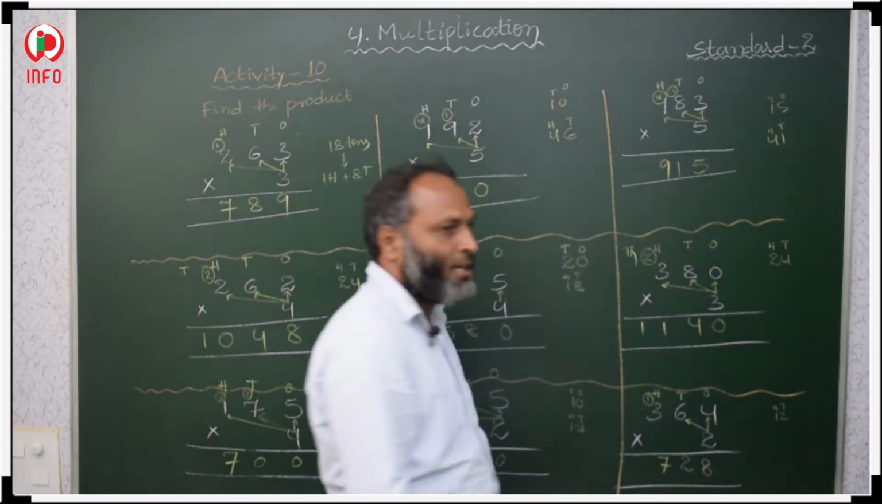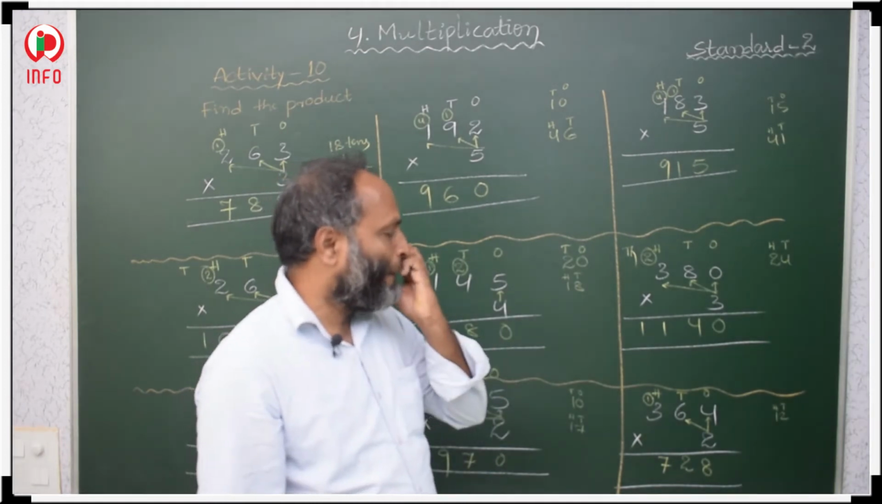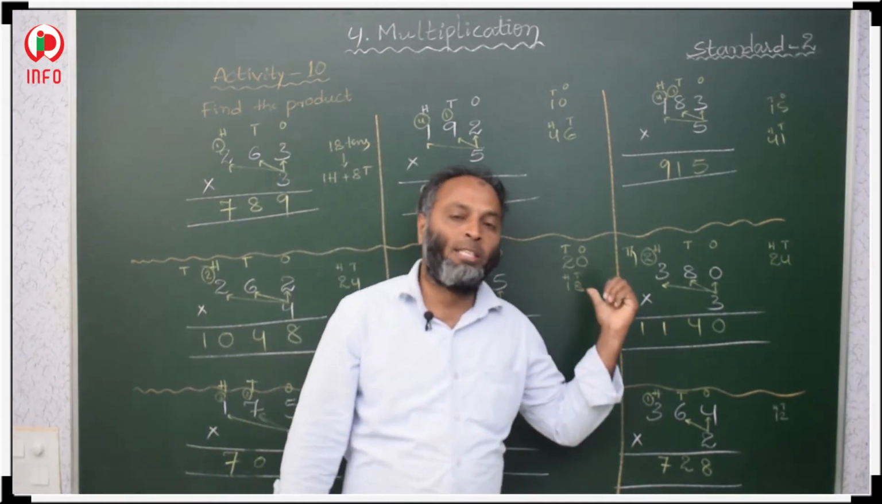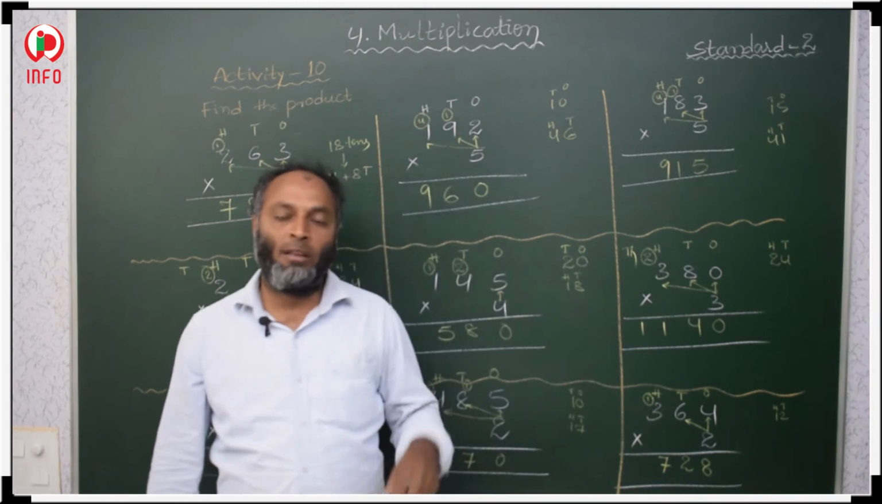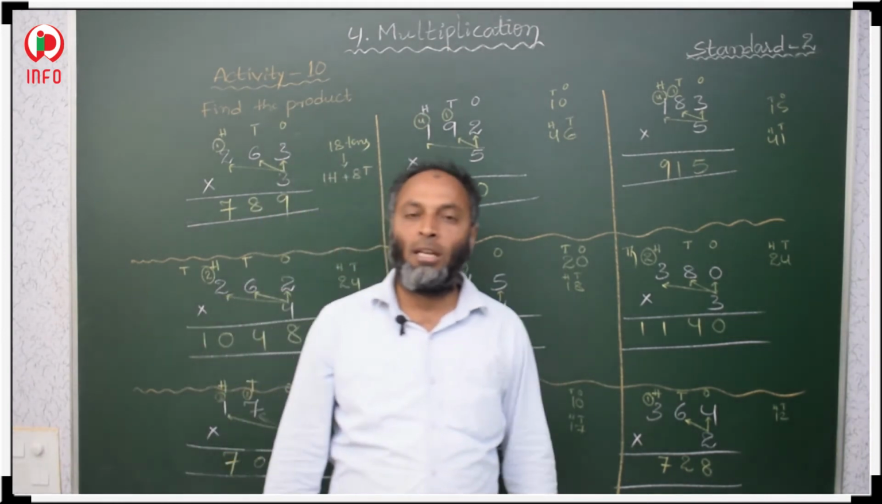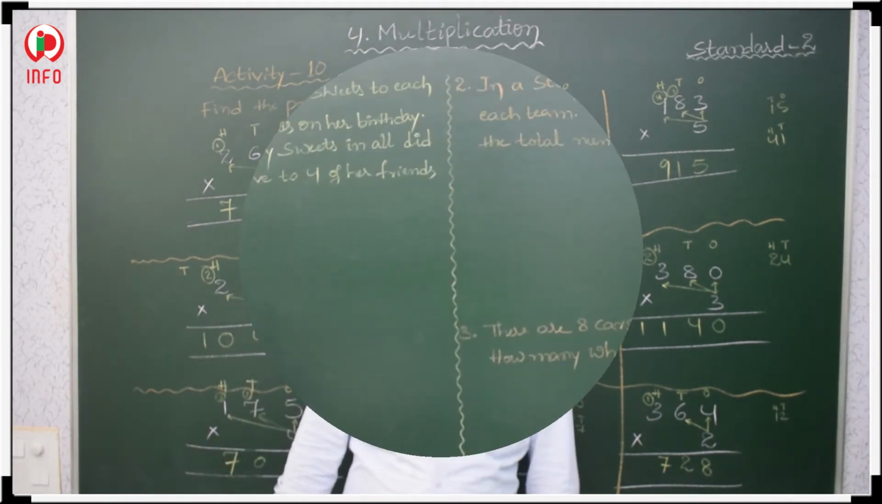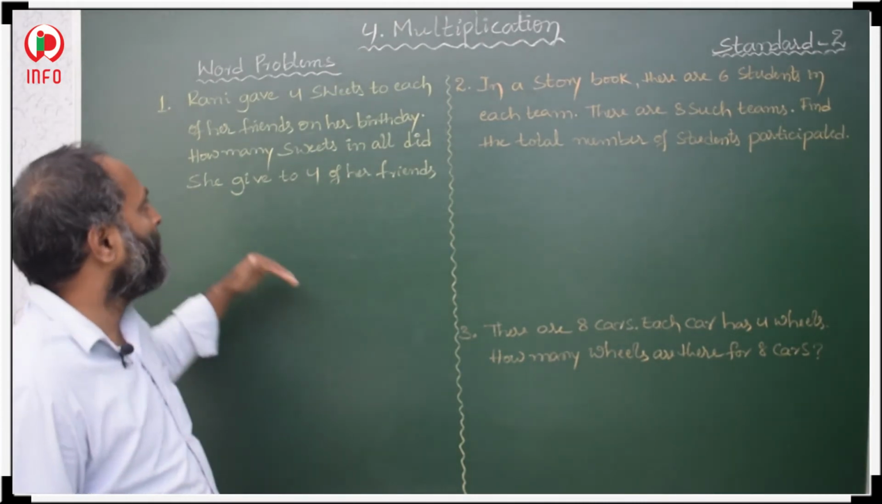This is the product. When a 3 digit number is given, we have to multiply and we have to regroup in this way. 2 more questions were there. The 2 questions you do as your home assignment. Okay. Now students, next word problems.